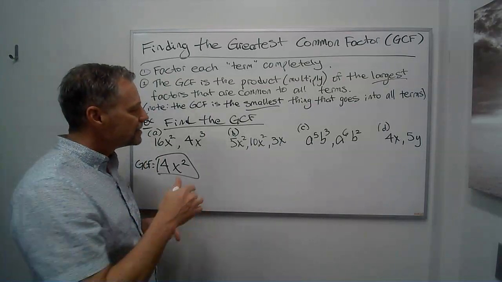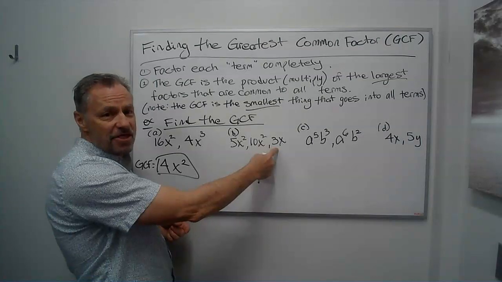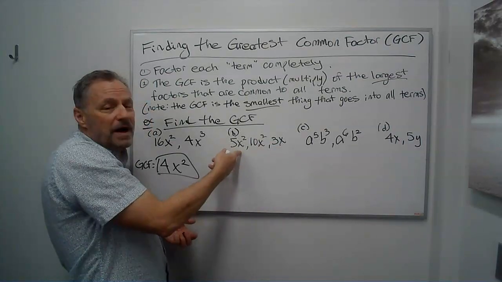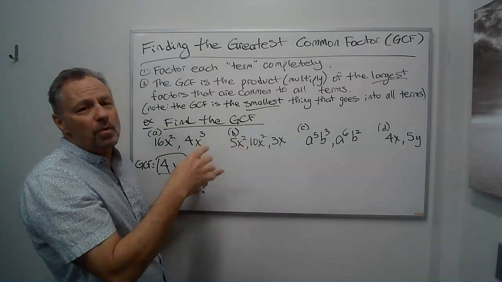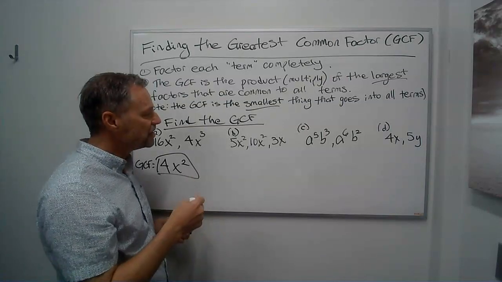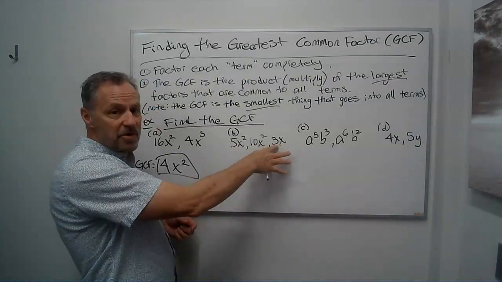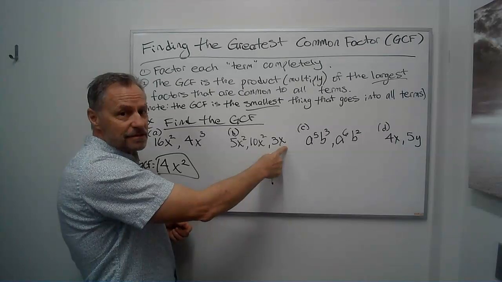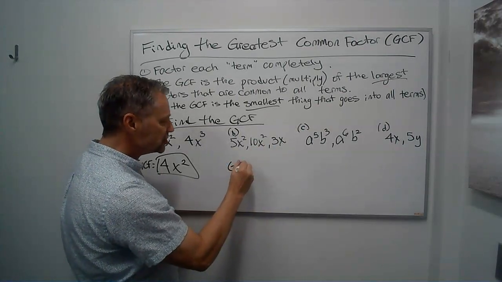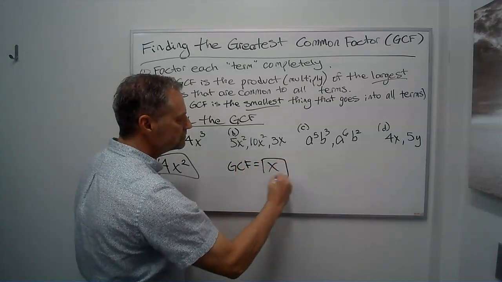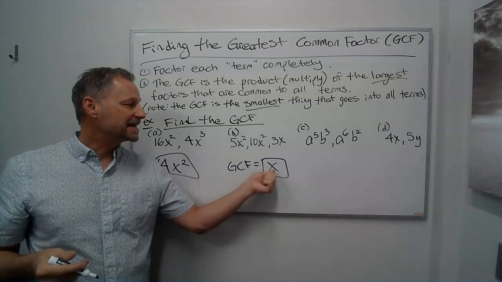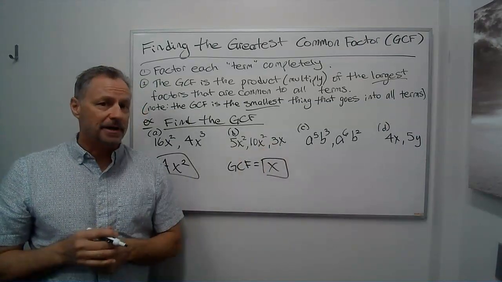Same thing here. I look at the 5 and the 10 and the 3. Well, there's no number that goes into all those. 1 is the biggest number that goes into all those, and 1 we're not going to take as part of the greatest common factor unless that's the only thing that goes into all of them. So there's no number that goes into all of them, but they all have x's, and they all have at least 1 x. So the greatest common factor this time is just the x. Again, it's the smallest thing that goes into all of them, but it's the greatest thing they have in common.